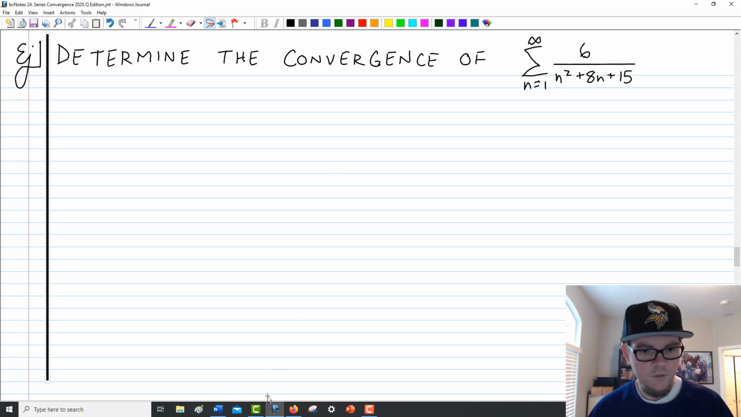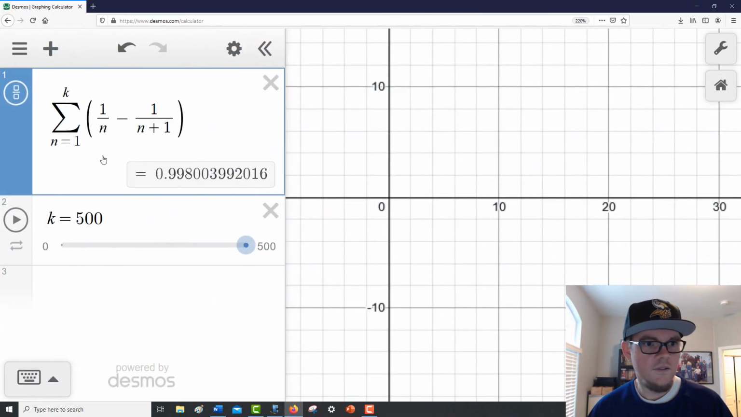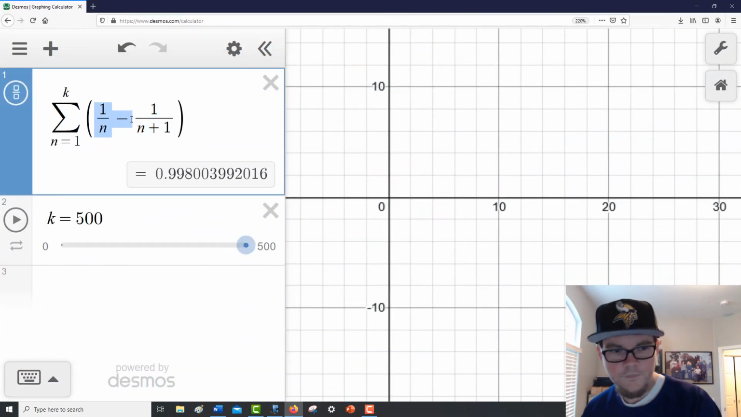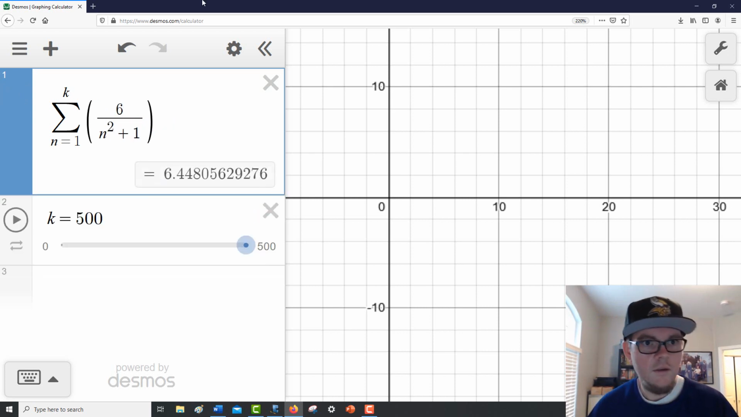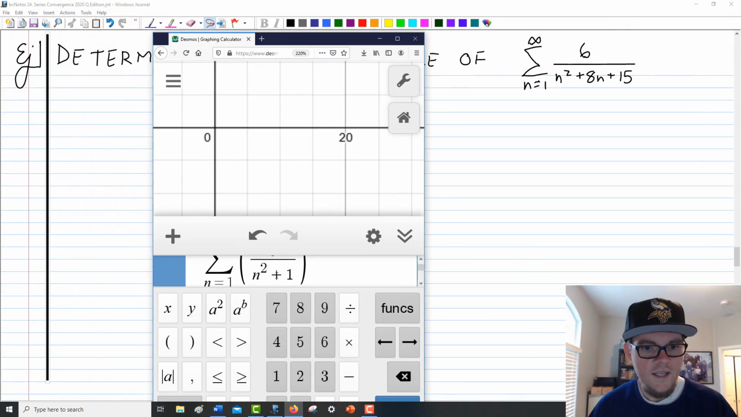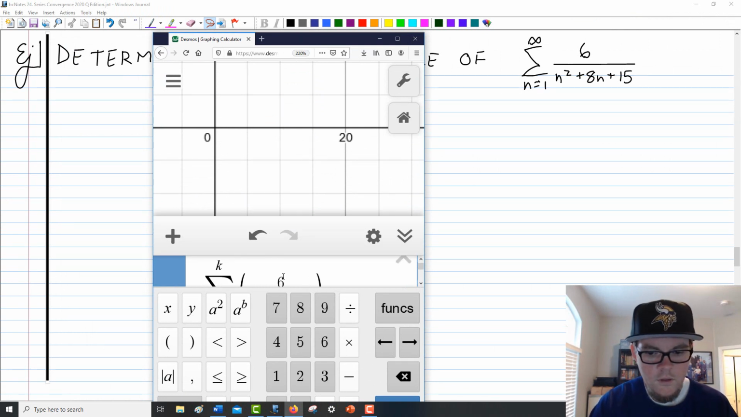In fact, let's pull something up here really fast. Let's see. This is 6 over n squared plus 8n plus 15, I think was what it was there.